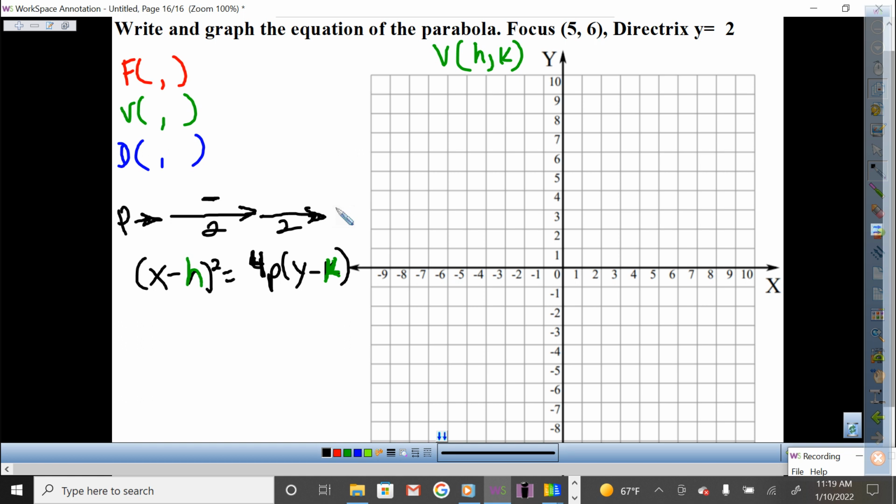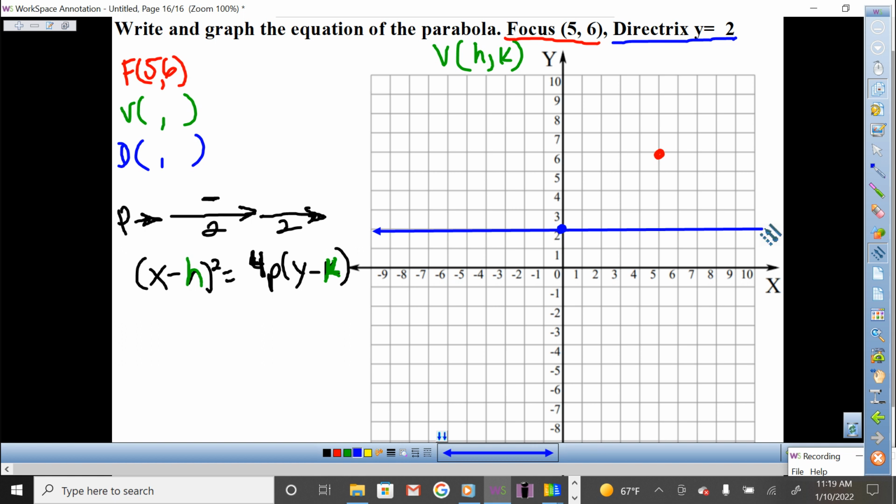What do we do from there? Let's see if you remember from the weekend. We plot our focus. What is it? (5, 6). Let's plot it, and it goes right there. What's our directrix? y equals 2. y equals 2 is right here, and there's a straight line going through there in blue.